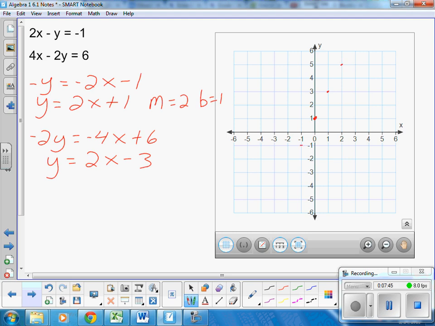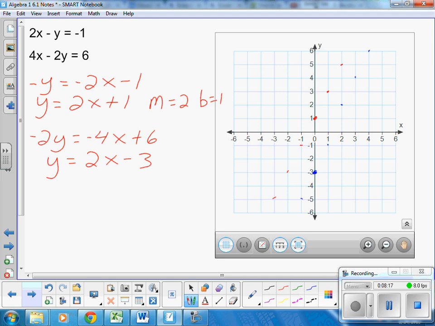So we have this line going through there like that. We also have the second graph, y equals 2x minus 3. The intercept is a negative 3 and the slope is 2. So we're going to go up 2 and over 1, up 2 and over 1, up 2 and over 1, up 2 and over 1.